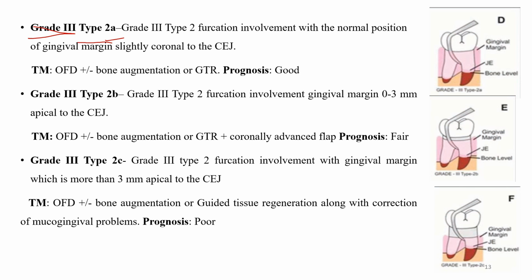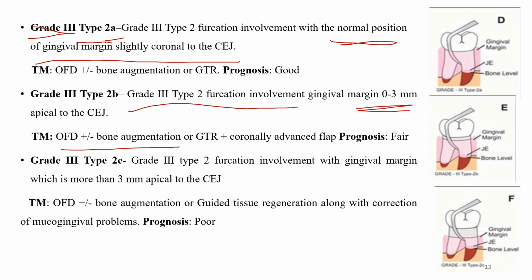So grade 3 type 2 furcation involvement with normal position of the gingival margin or slightly coronal to the CEJ is grade 3 type 2A. Grade 3 type 2B has all the characteristics of grade 3 type 2 furcation involvement, but the gingival margin is 0 to 3 mm apical to the CEJ. Treatment options will be OFD plus bone augmentation plus GTR and/or a coronally advanced flap. Prognosis is fair.